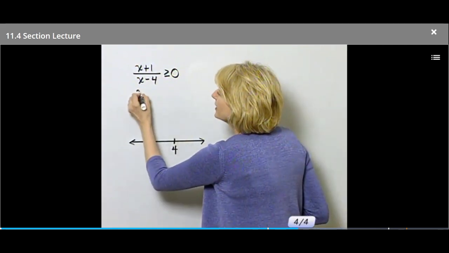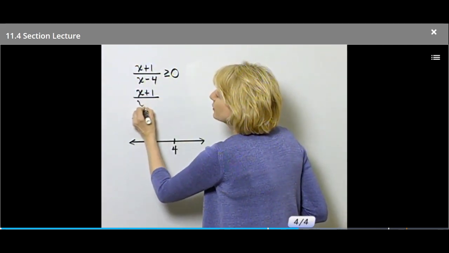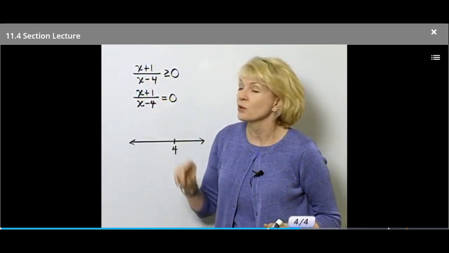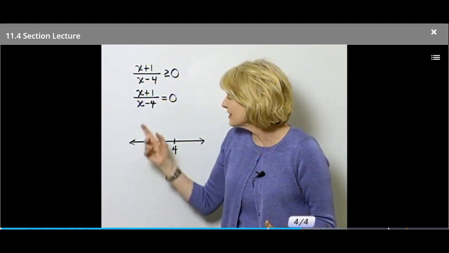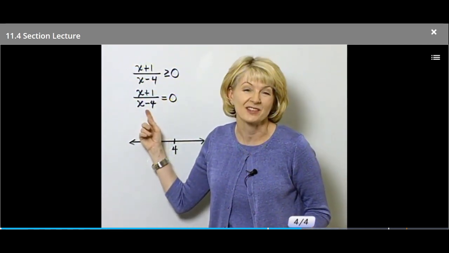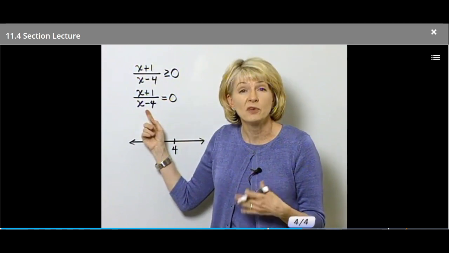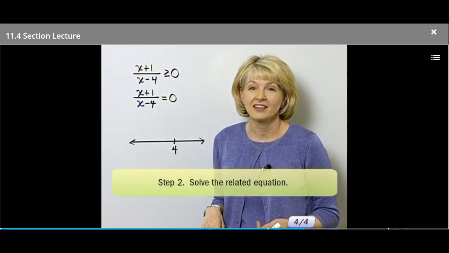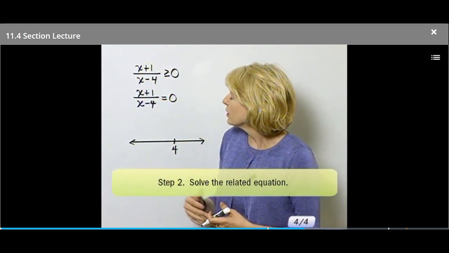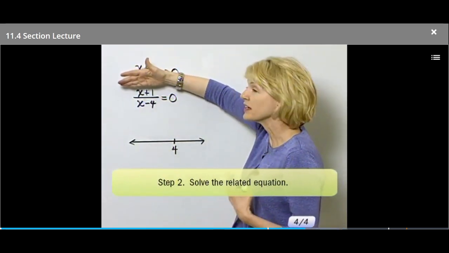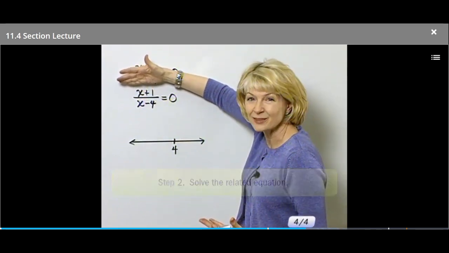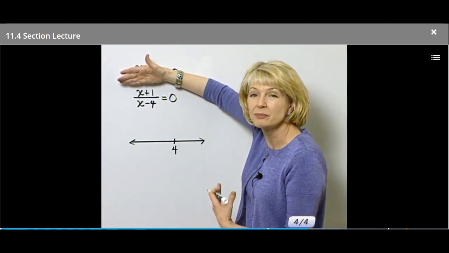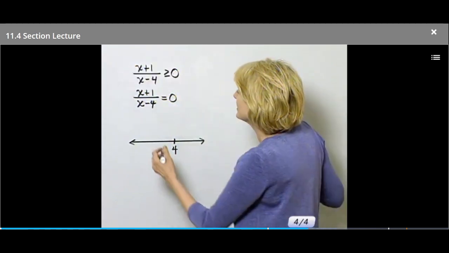Now we'll look at the related equation. Whether we were looking at this equation or the inequality, 4 is still a value that makes the denominator 0. Let's now move on to the next step, which is to solve this equation. So how do we solve this equation? Well, we notice it's an equation with rational expressions. The LCD is x minus 4, and we multiply both sides by the LCD.